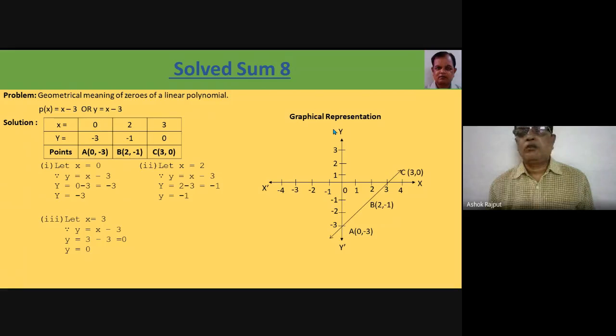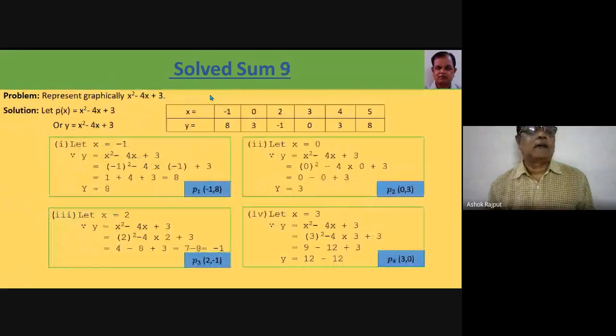After plotting these points, we are getting a line here also. So this way we can say it is the geometrical meaning, or geometrical representation, of the given polynomial. So it is also very simple. Now we are going to the next.